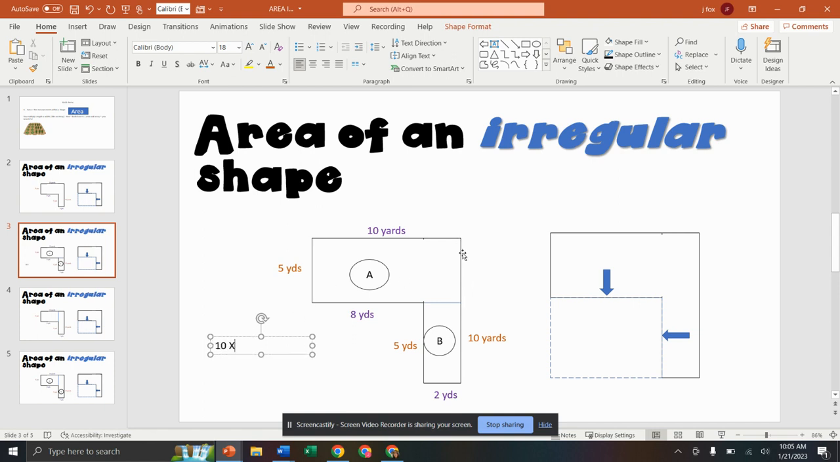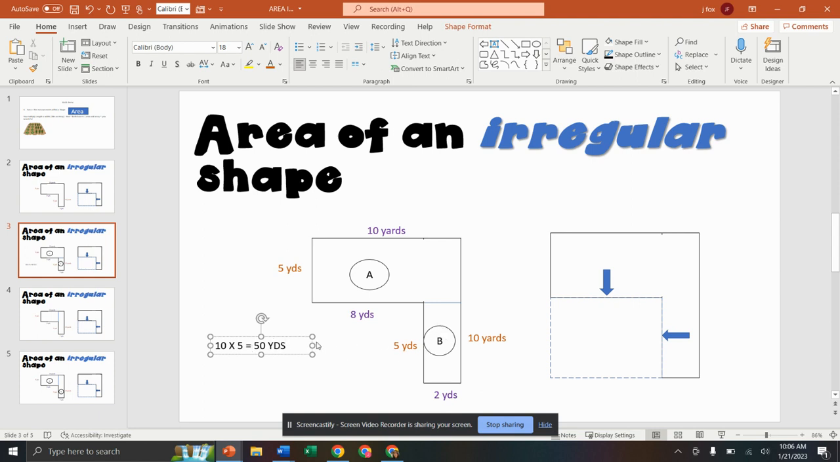Right? I could pick this line, right? But what happens here? I split this up. So this rectangle right here, A, is not this whole line, right? It's this line. So 10 times 5. So shape A would be 50 yards. Okay.